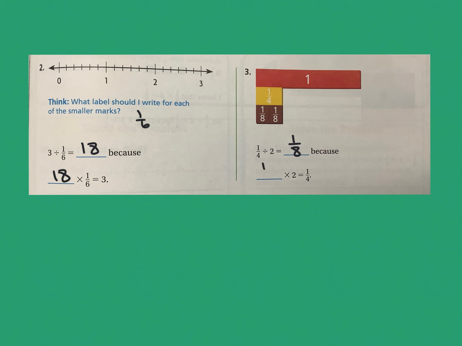Because 2 of these 1/8 pieces, 2 times 1/8, gives us 1/4. So this is just kind of helping our brain make these connections. If I started with the larger number and divided by a fraction, I ended up with a quotient that's higher than my dividend. If I started with the fraction and divided into a whole number amount, I ended up with a smaller number than my dividend.